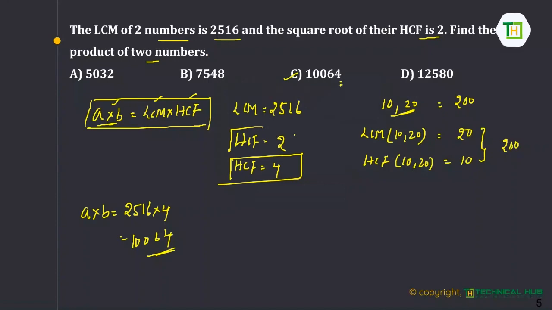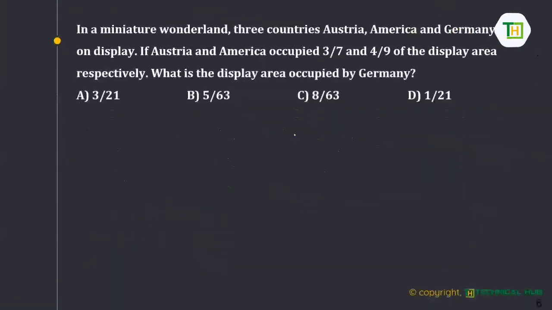I think the first 2 questions are clear to everyone, so moving to the third question. What is given here? In a miniature wonderland, 3 countries, Australia, America and Germany, are on display. If Australia and America occupy 3/7 and 4/9 of the display area respectively, what is the display area occupied by Germany?